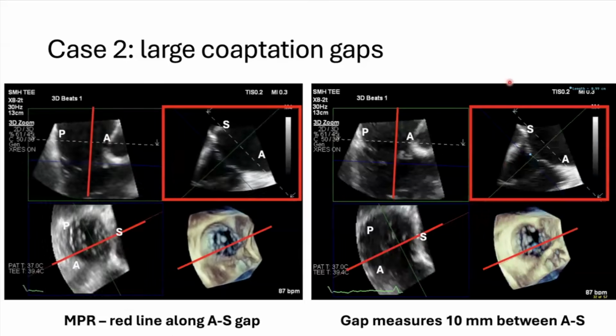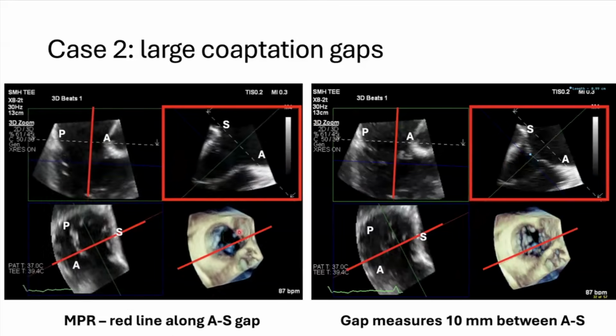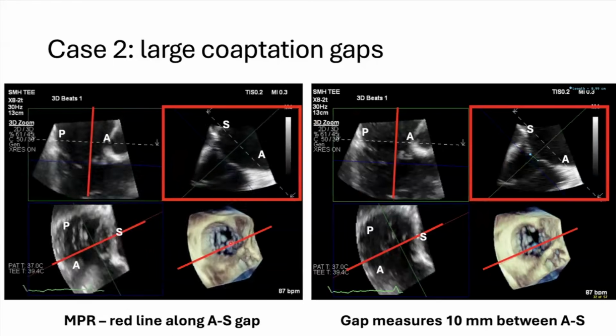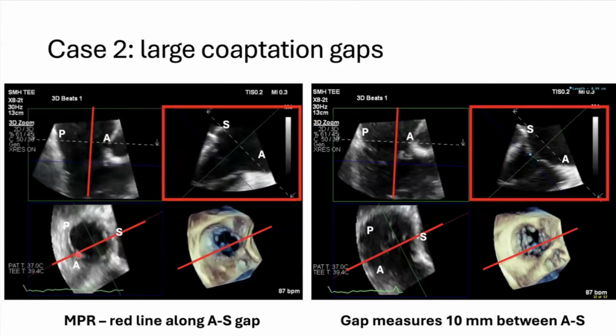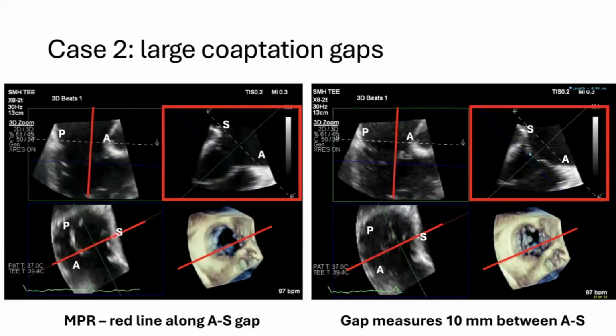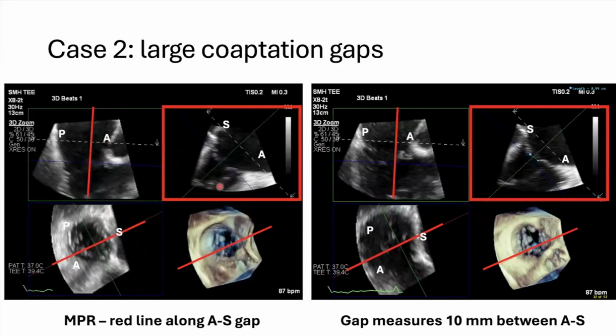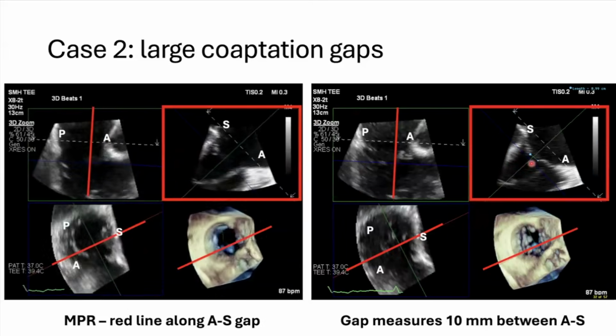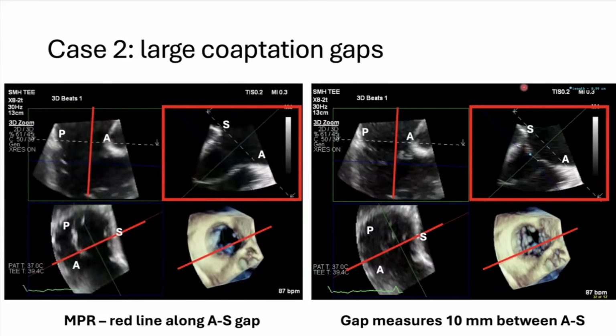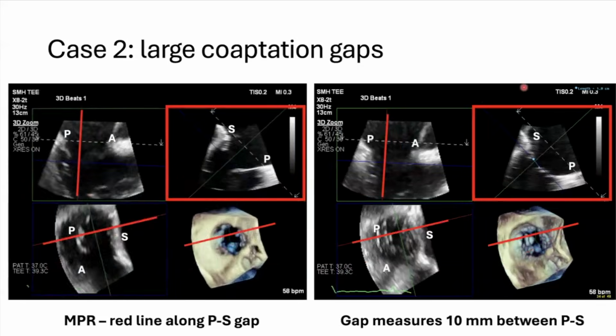And with multiplanar reconstruction, you can actually go through and map along and measure the gaps here. So this is an example of how we've oriented. I'll show you how to orient this in just a second, where we put the red line between the anterior and septal plane, so it's perpendicular to how the leaflets should be coapting. In the red box we then see that gap here, and we can freeze the image and measure the gap. This was 10 millimeters, similar to the transgastric.